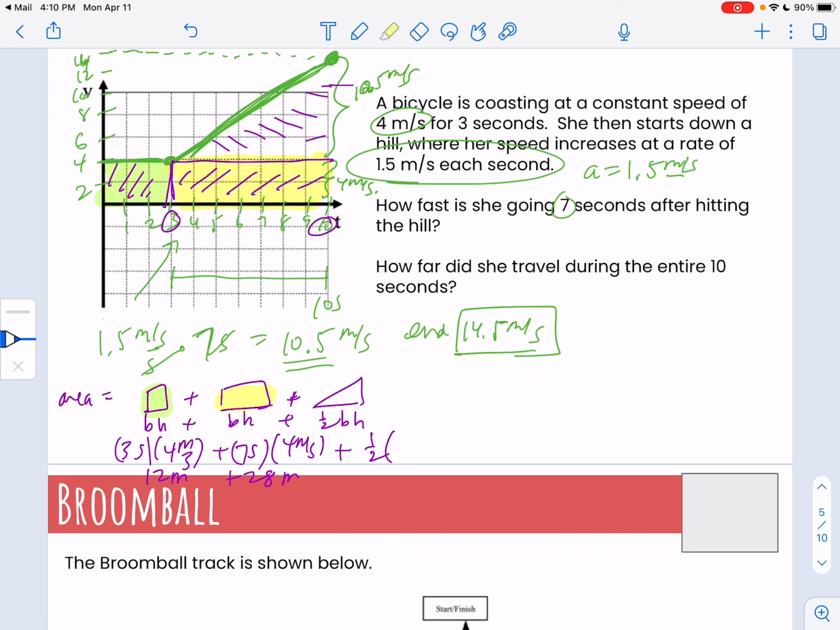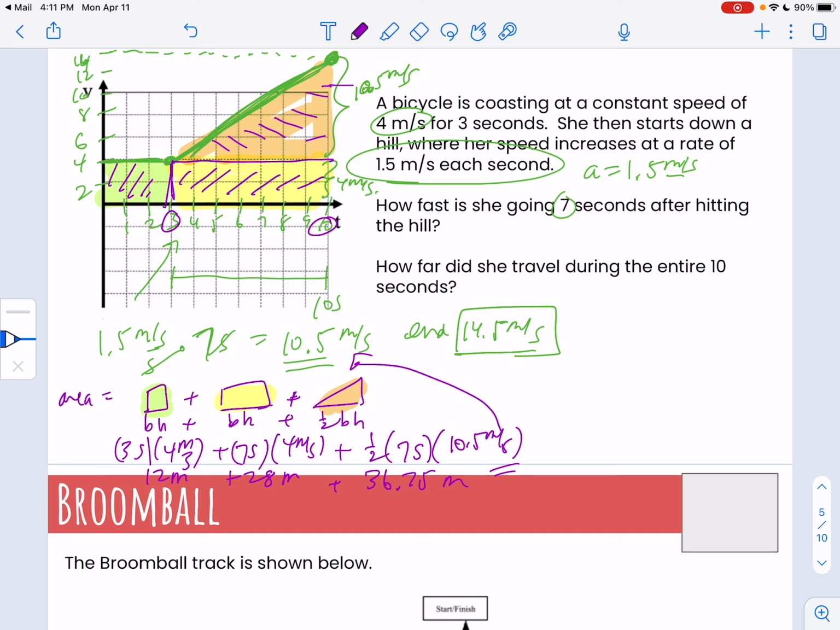And then I'm going to have the big triangle here, that one. So 1/2, the base is 7 seconds, and the height of that one is 10.5 meters per second, because that's what I figured out here. I'm going to get a calculator for that one. 7 times 10.5 is 73.5, divided by 2 is 36.75 meters.